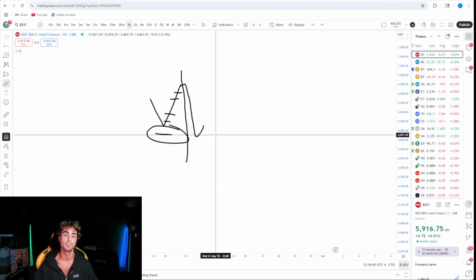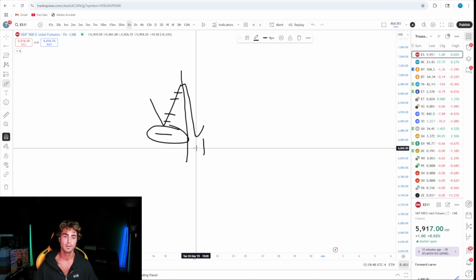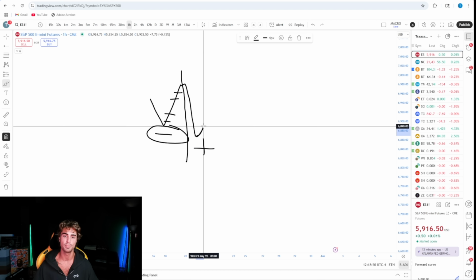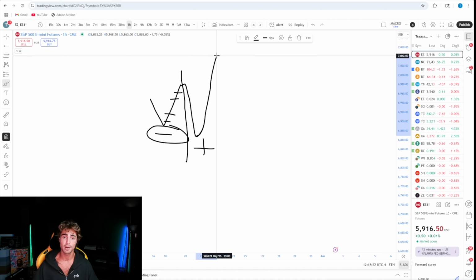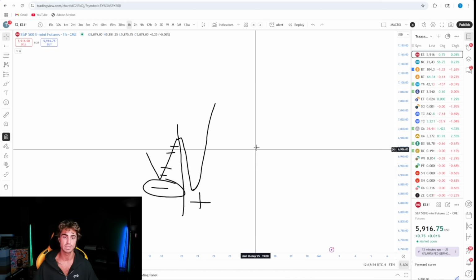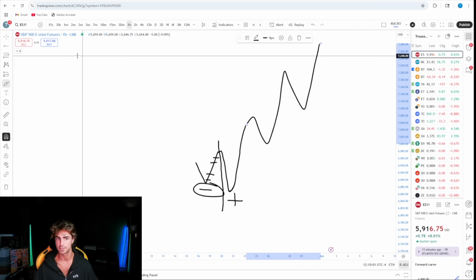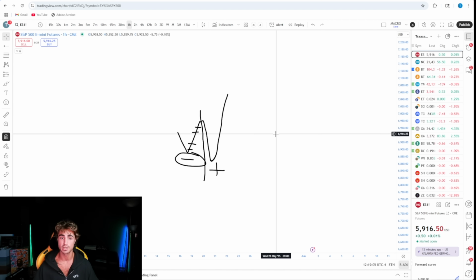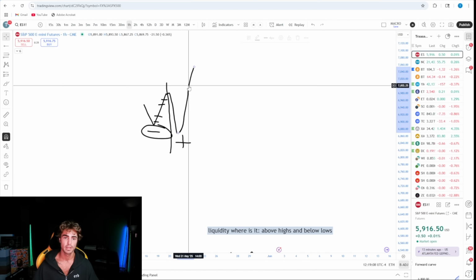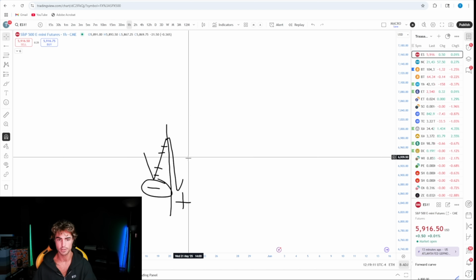So what does that give the market makers the ability to do? Fill their massive buy orders, and then boom. When they fill their massive buy orders, what does that give price the opportunity to do? Change direction and move higher and higher and reverse the trend. And that's exactly what liquidity sweeps are. So let's show this in the other direction.